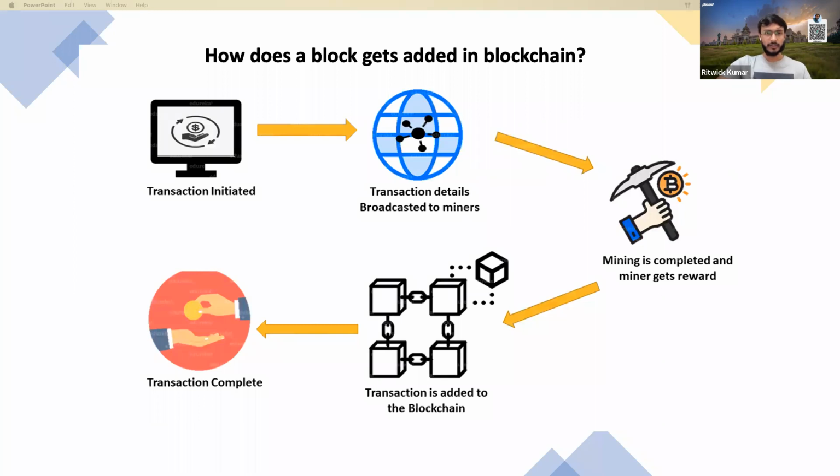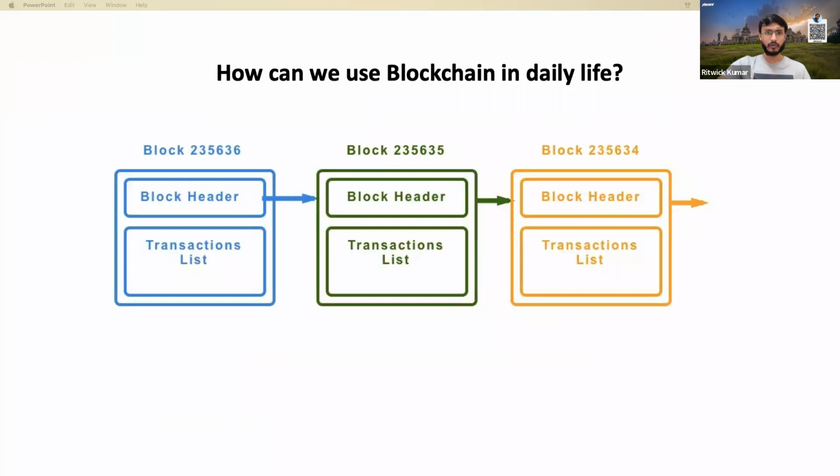So now that we know how a block gets added in the blockchain, let's have a look at how we can use blockchain in our day-to-day life. I mean, how is blockchain being used on a daily basis? What is the point of adding all that information in one place? So first of all, it's a trusted network because it's a decentralized network and every value is getting verified. So I'll use three examples here. And the first two are interrelated, and you'll understand in a minute.